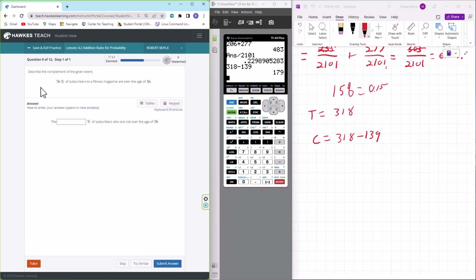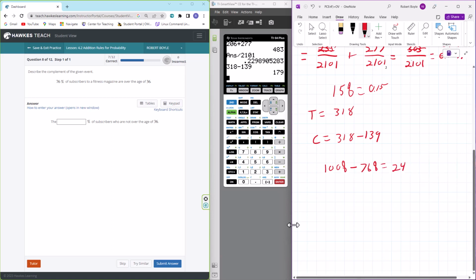Okay, determine the complement of this event. 76% of subscribers to fitness magazines are over the age of 36, or all old farts like me. Okay, well, if that's the case, then the size of the complement is going to be the total amount, which would be 100%, minus 76%, which should be 24%. That's what goes in here.